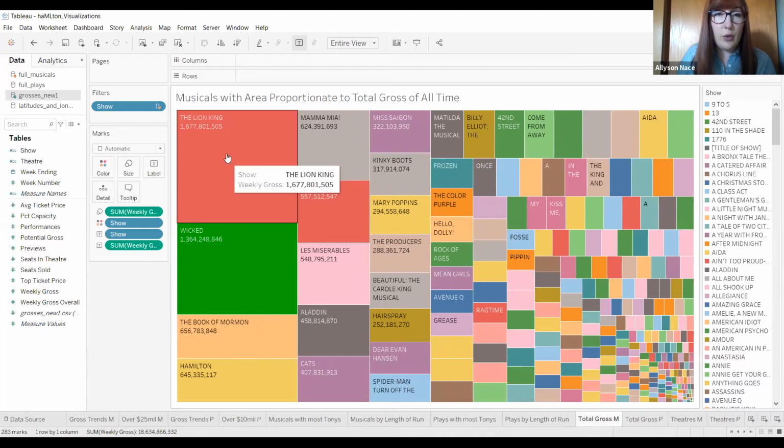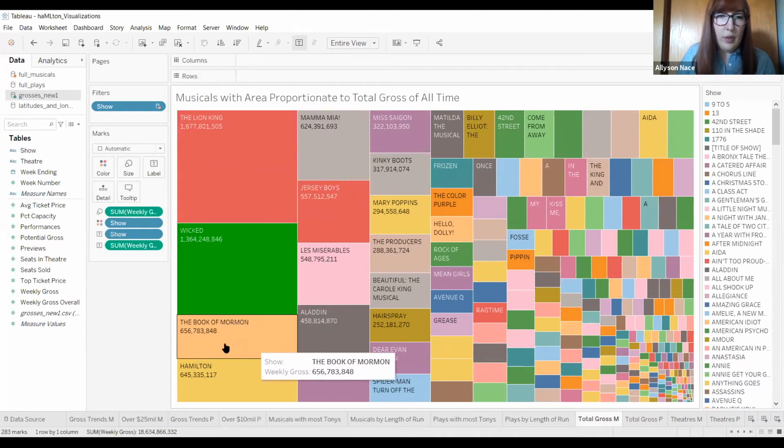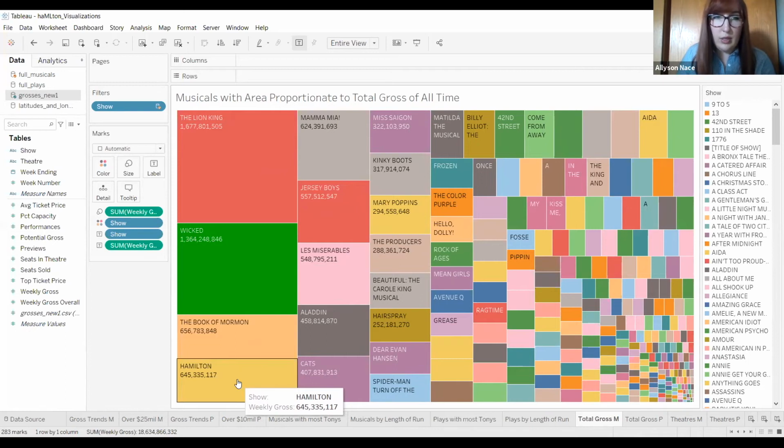You can see that for musicals, The Lion King is the big hitter, as well as Wicked. The Book of Mormon is right behind that, and Hamilton is slowly creeping up, even though it's only been on Broadway for 3 or so years at this point. It's close to being one of the top grossing shows, which is incredible.